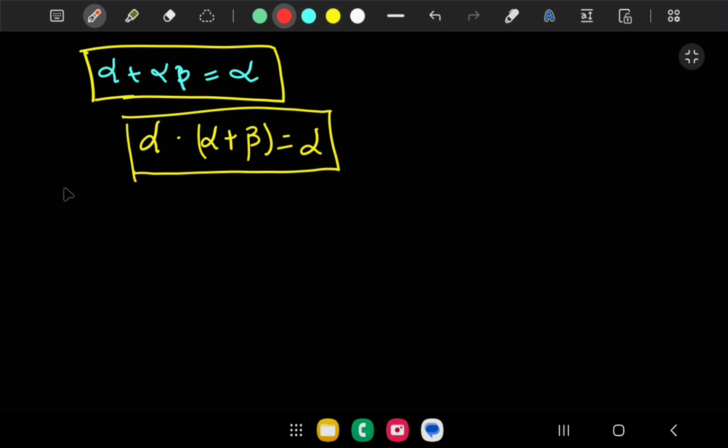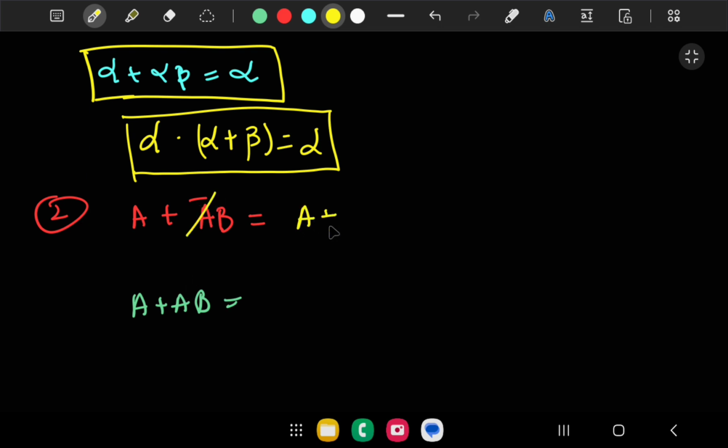Now the second one doesn't have any name, but again it is very important. What will it be? This is very different from the absorption property. Absorption property is something like this: a plus ab. But here what will happen is that you remove this, and you get a plus b.